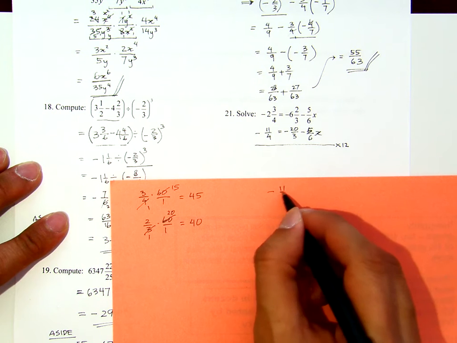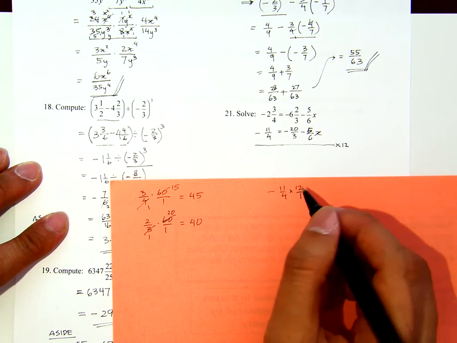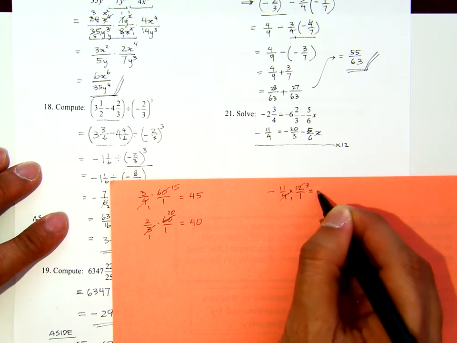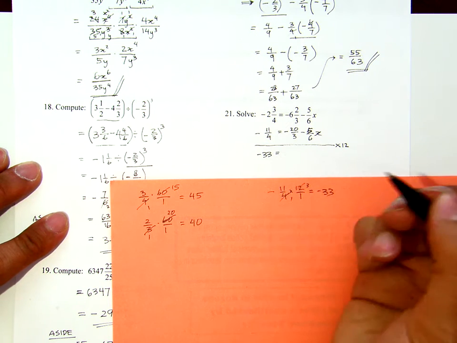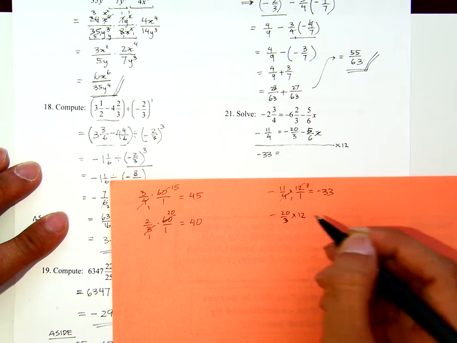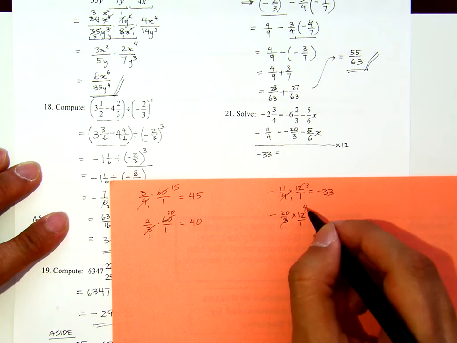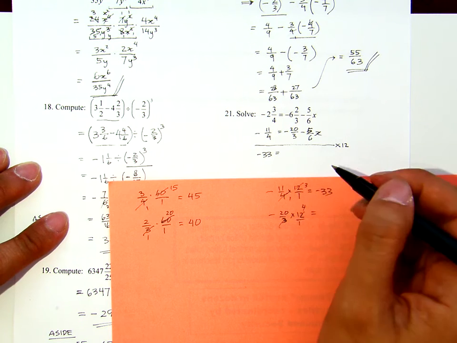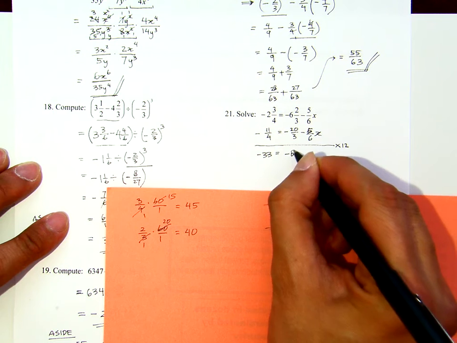let's say negative 11 over 4 times 12. I hope you remember this. We will keep on doing this though. 12 divided by 4 is 3, and then I multiply that, negative 33. Okay, negative 20 over 3 multiplied by 12. Cross cancel first, right? 12 divided by 3 is 4. 4 times negative 20 is negative 80.